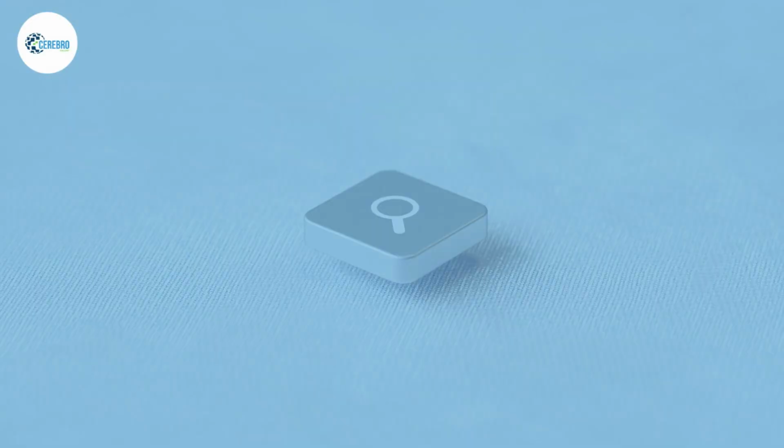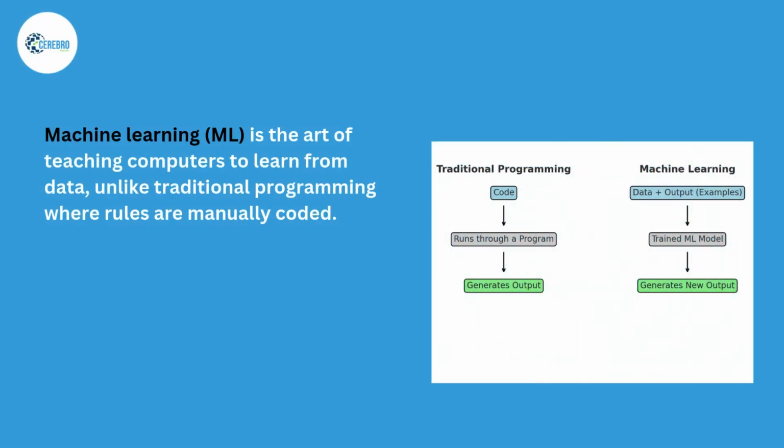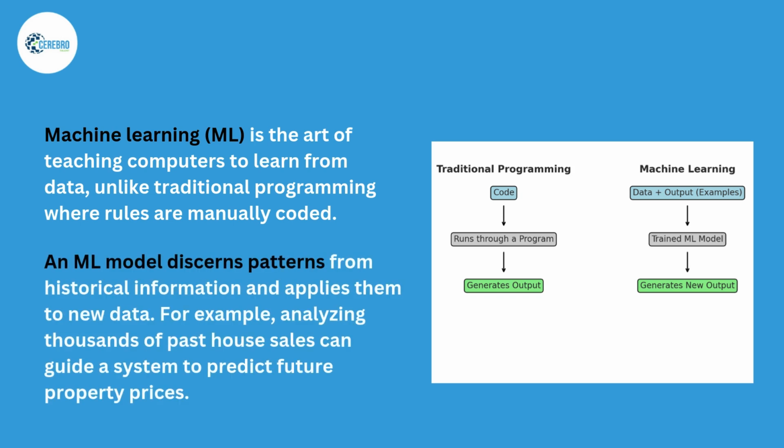science workflow. Machine learning, ML, is the art of teaching computers to learn from data. Unlike traditional programming, where rules are manually coded, an ML model discerns patterns from historical information and applies them to new data. For example, analyzing thousands of past house sales can guide a system to predict future property prices.